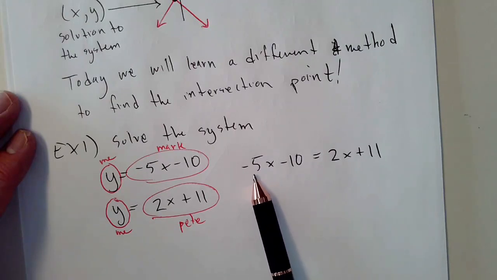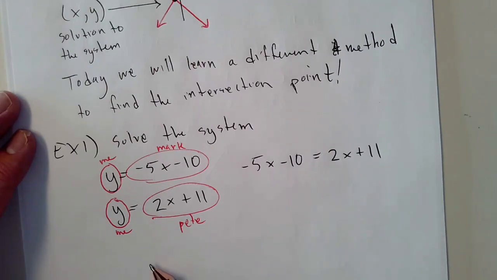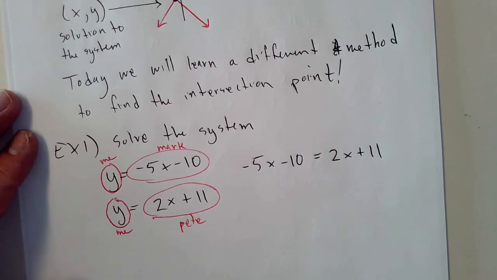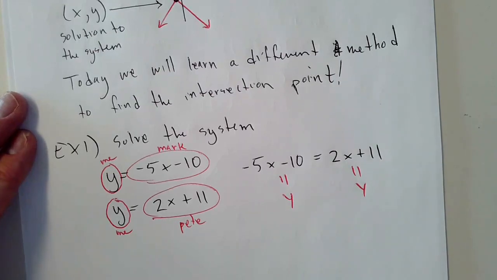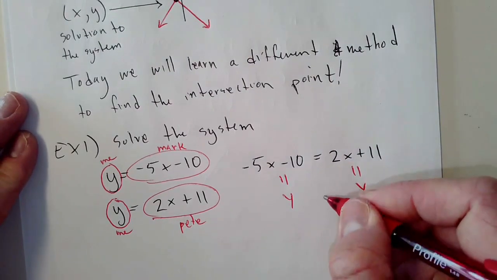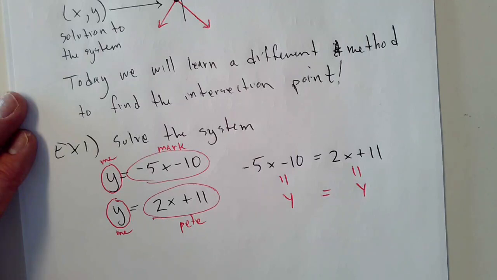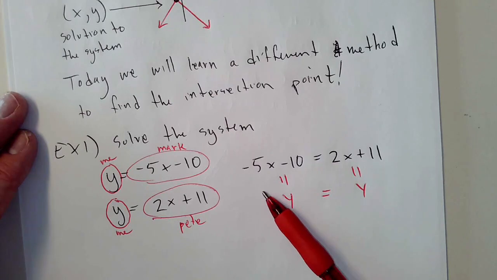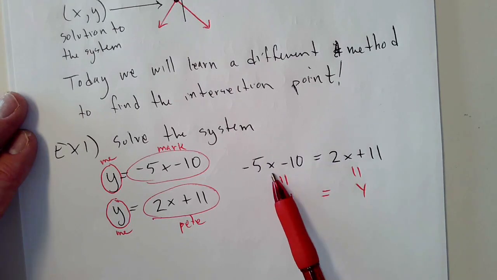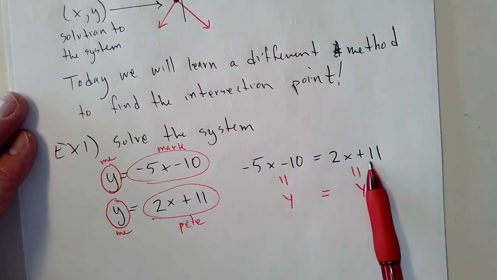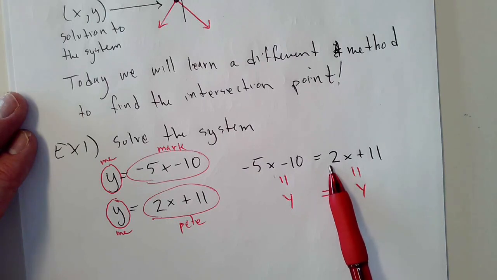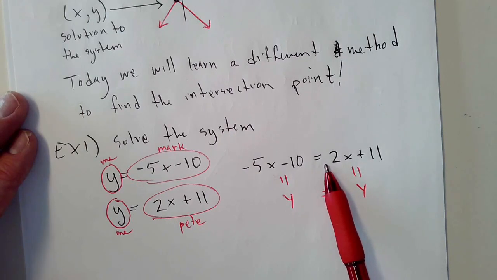Why can we set negative 5x minus 10 equal to 2x plus 11? Well, it's because they're both equal to y, right? Aren't they both equal to y? And isn't y equal to y? Yep. So therefore, these must be equal to each other as well. Question. Why is it helpful to be able to set this expression equal to this expression? What does that allow us to now do?